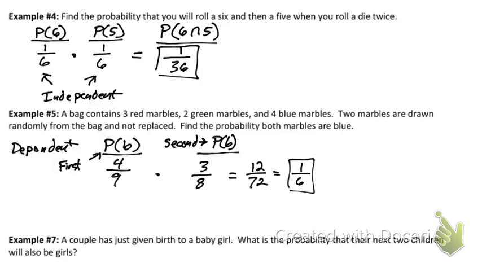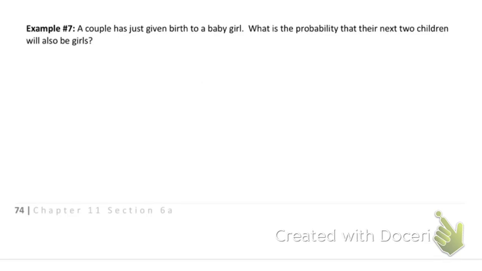All right, the very last one. A couple have just given birth to a baby girl. What is the probability that their next 2 children will also be girls? Is that dependent or independent? Independent. If you have a girl, you still have about a 50-50 shot at having a girl the next time. Either it's a boy or a girl. So even though it's set up to look like it's not independent, it is in fact independent. Since it's independent, do we even care that their first kid was a girl? Does it affect the next one at all?